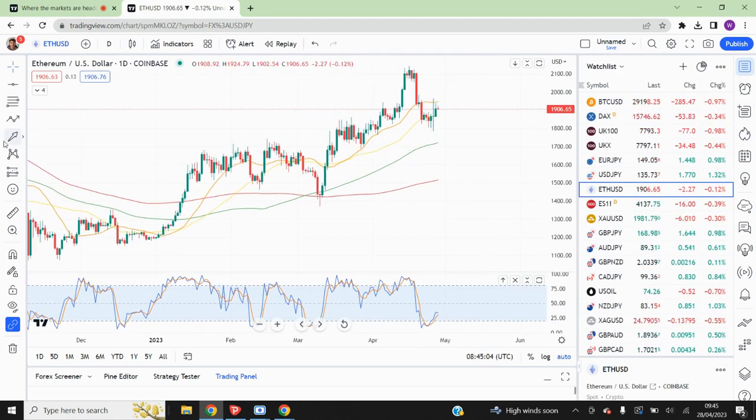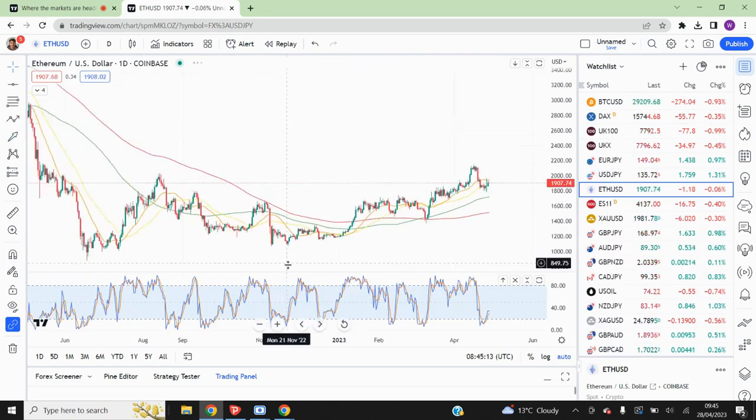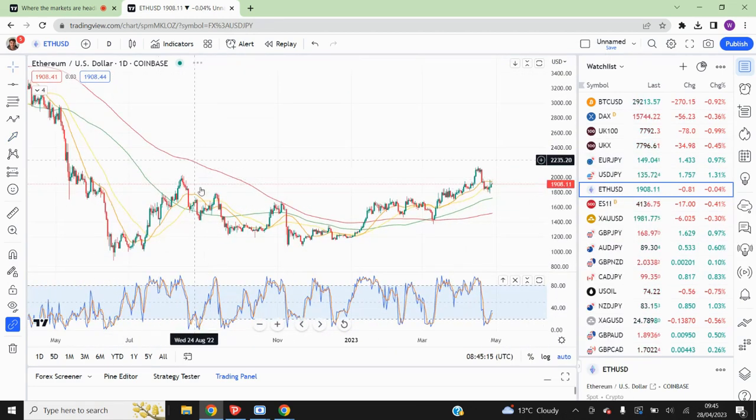Same thing for Ethereum. It doesn't look particularly strong. I wouldn't be surprised if you get something like this. It just has all these minor levels to the left, so they'll have to be broken. You can refer to this as well.